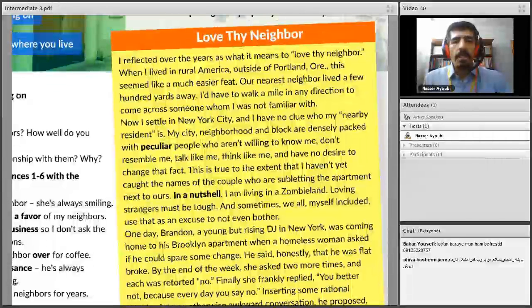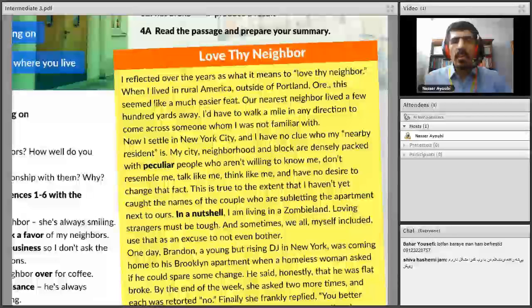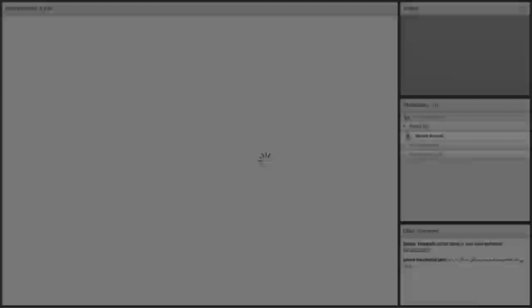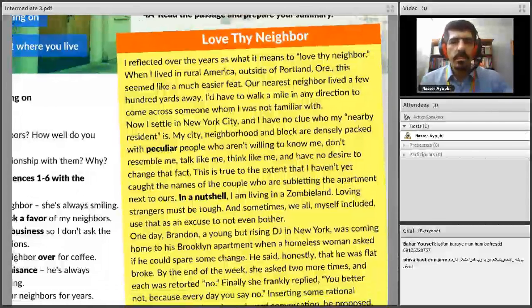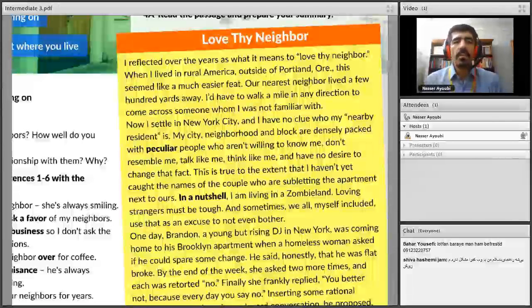Okay. So, love thy neighbor. Thy is a very old word for your. Love thy neighbor means love your neighbor. I reflected over the years as what it means to love thy neighbor. Reflect means, one of the meanings of reflect is to think. I thought for many years what it means to love your neighbor.